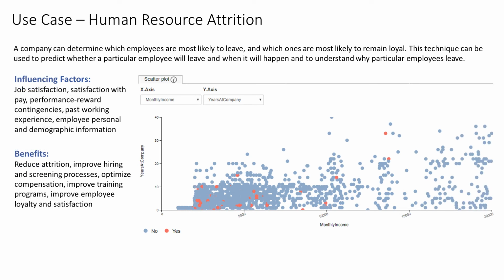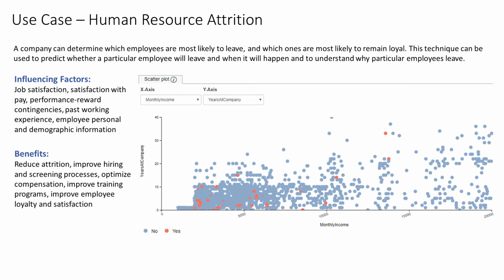This use case focuses on human resource attrition. Like customer retention, human resource retention is important because stable retention eliminates the cost of advertising, interviewing, hiring and training for a new employee. Human resource attrition analysis allows the business to see which employees are likely to leave and which will remain loyal based on tenure, training, job responsibilities, and other factors.